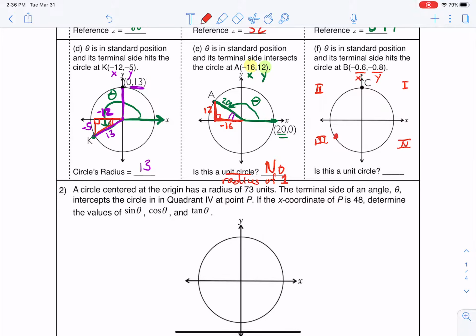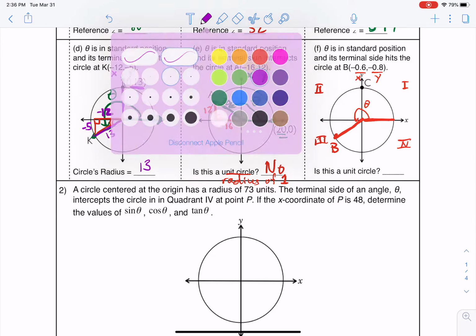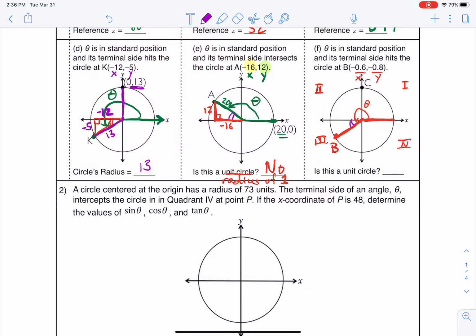Now, it doesn't really matter where exactly I put that point. This is just a sketch. So here's my initial side of my angle. There's my terminal side. If I were to sketch theta, it would look something like that. Our reference angle is the angle formed here, and our reference triangle, which I'll draw in blue, is this triangle formed here.